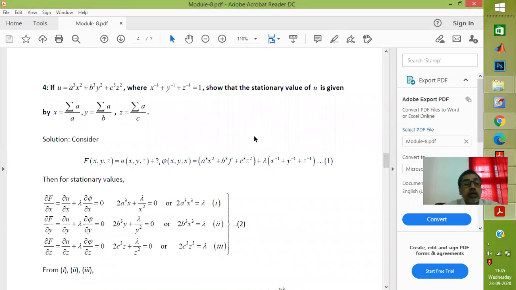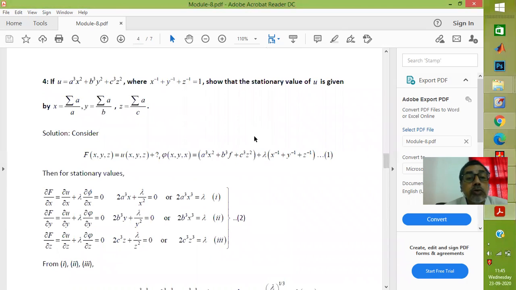The fourth one is a constrained optimization problem with just one constraint. This is a straightforward problem, except that the manipulations require care; you need good skills to handle this problem. So again, you build a Lagrangian function F(x, y, z) is equal to u(x, y, z) plus lambda times the constraint.